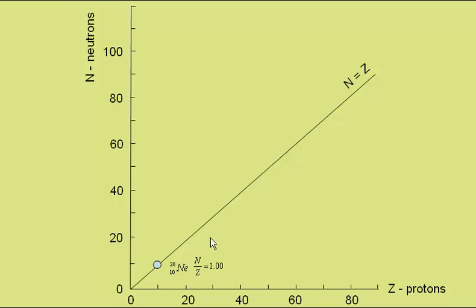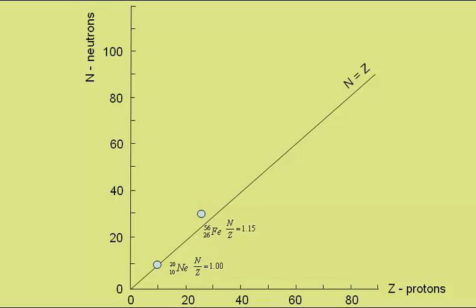Next I'll add iron 56. This has 26 protons and 56 minus 26, which is 30 neutrons, and appears here. If we again divide the number of neutrons by the number of protons, we now get 1.15.